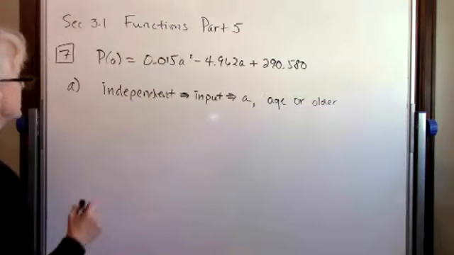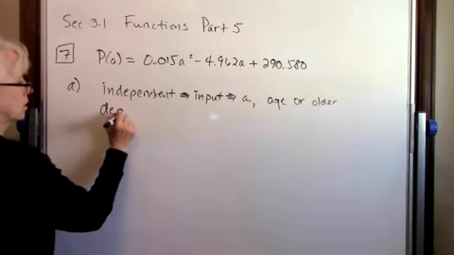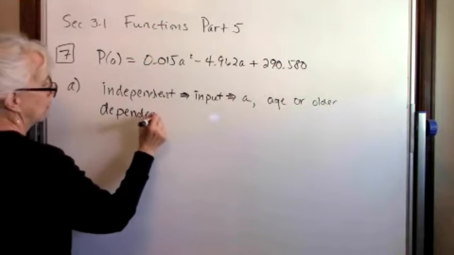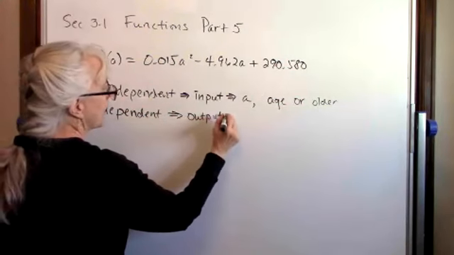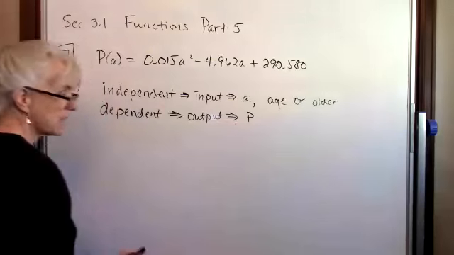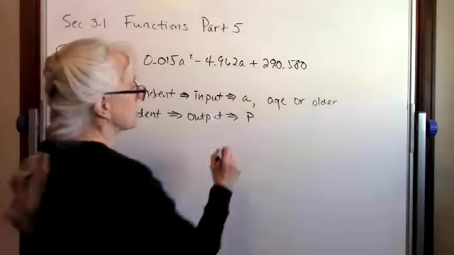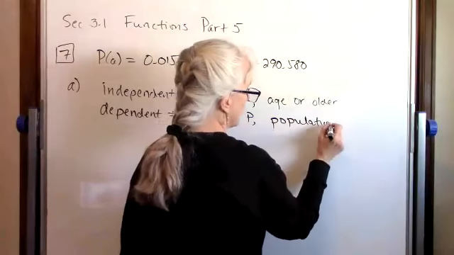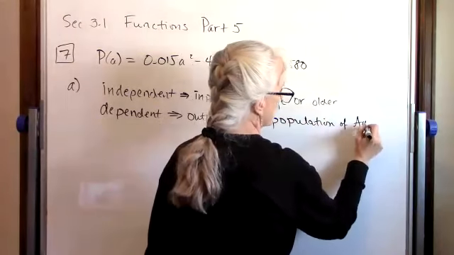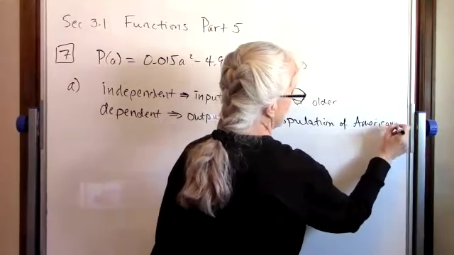Then the dependent variable is the one that's the output. And in this case, that's P. It's P of A, but we're going to say it's P. So that's the population of Americans that are that age or older.